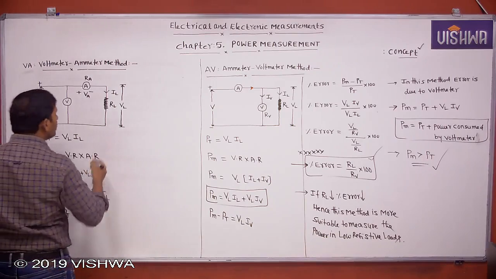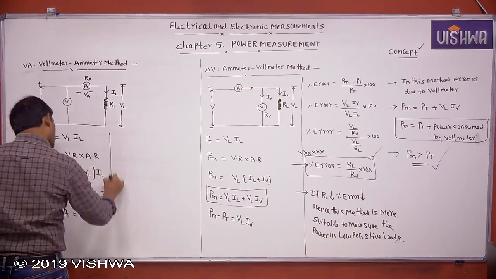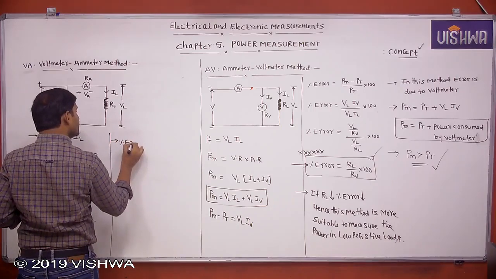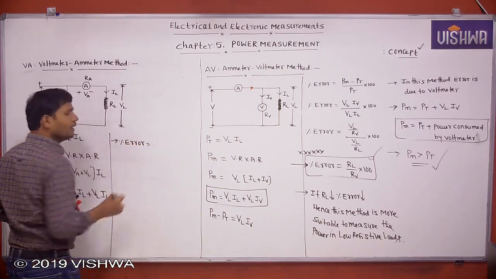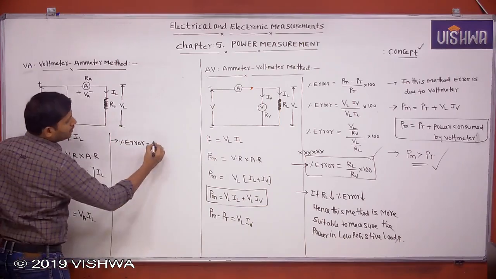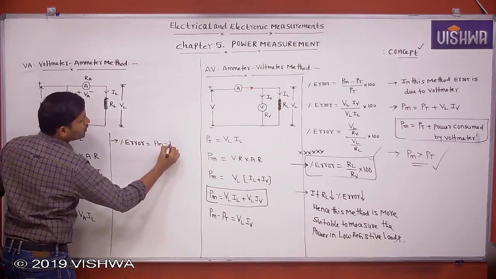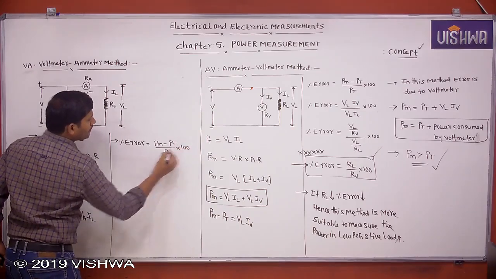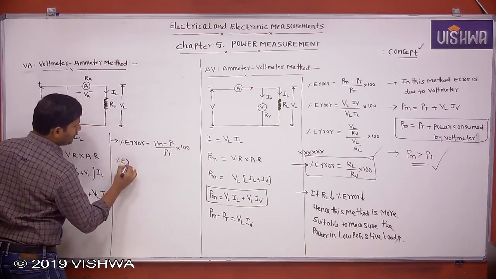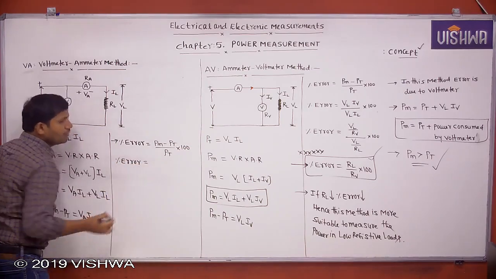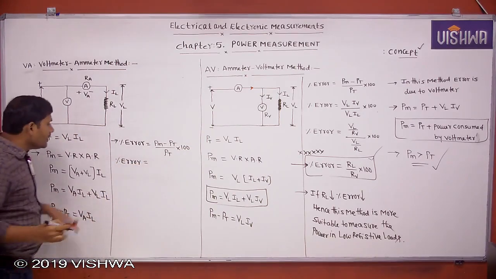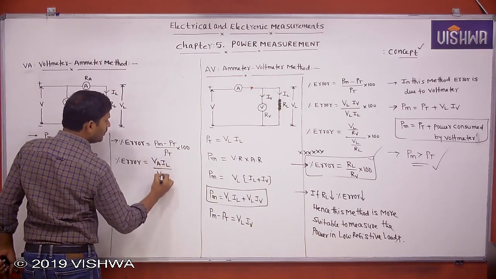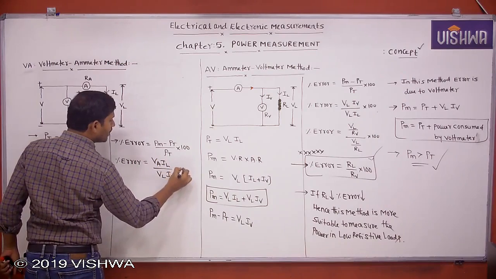But I want an exact formula. That's why I am doing it like this. What is the percentage error? Percentage error equals (measured power minus true power) by true power into 100. What is the measured power minus true power? VA into IL. So it is VA into IL by VL into IL into 100.